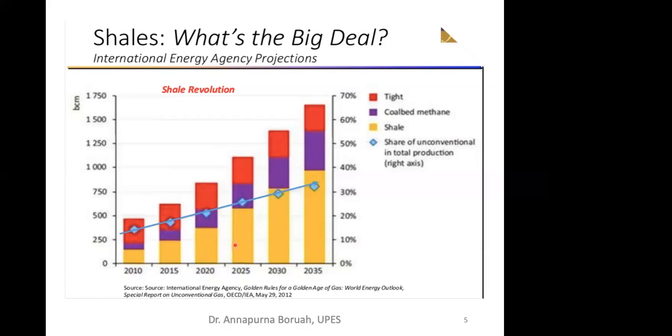The demand is increasing, and the production is also increasing after 2010. You can see the rapid increase in production of shale gas. Total production is increasing rapidly, and this is in the US. It is contributing almost 20% of its natural gas demand from the shale gas reservoirs.